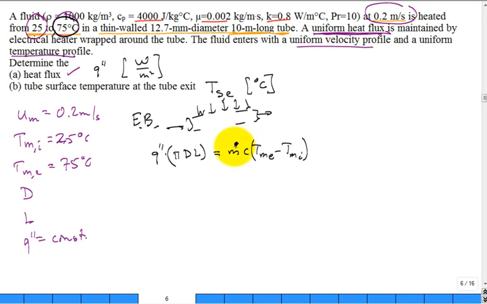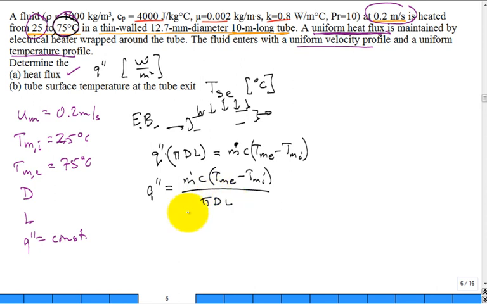So this is an m dot. Does that equation, where did that come from? Oh, my equation sheet? No, it doesn't come from your equation sheet. It comes from a statement called an energy balance, conservation of energy. Is this equation even on there? It is? Okay. So here you apply q double prime equals m dot c (Tm exit minus Tm inlet) divided by pi d L.